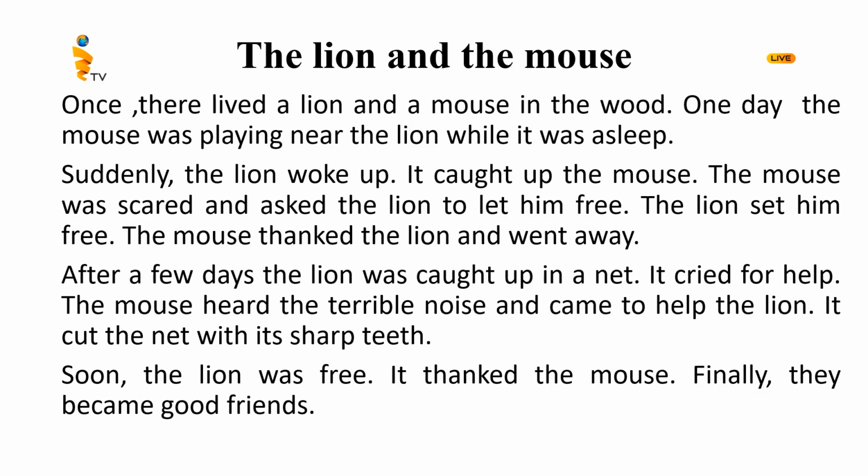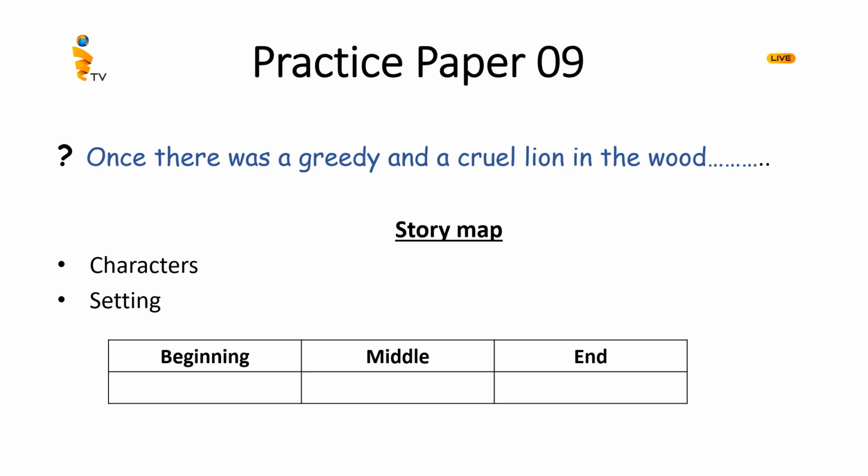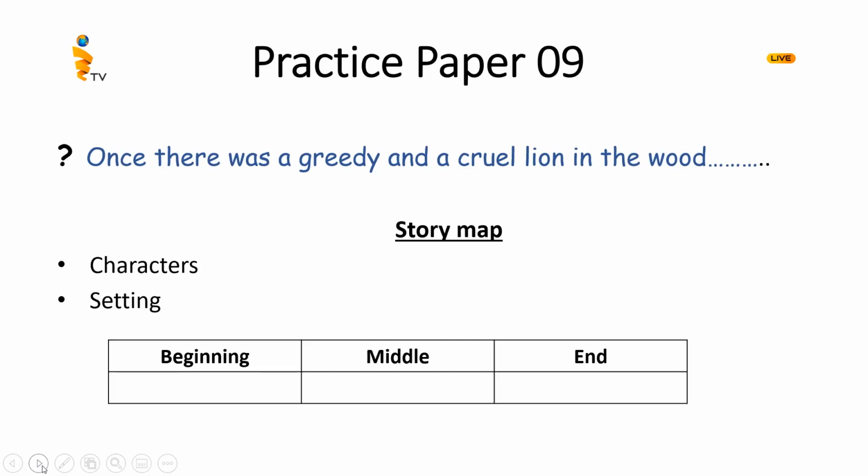Let's move on to the question in your practice paper book. It is the practice paper 9 in your self-learning and assessing kit practice paper book. Okay children, now we will go on to the story map. So what are the characters here? It's given. Yes, a greedy lion, greedy and cruel lion. So you can add more characters when you build up the story. And what is the setting? It happened in the wood or the jungle.